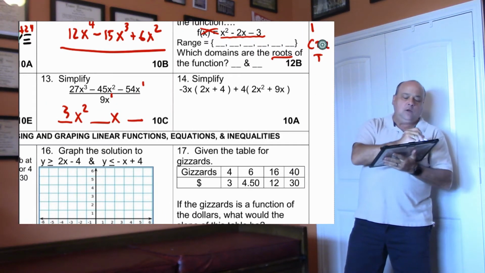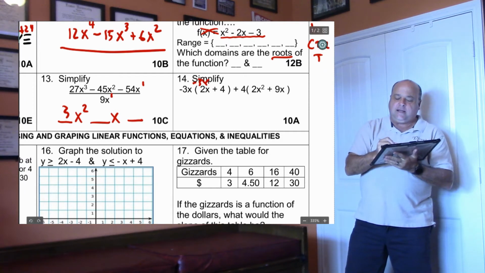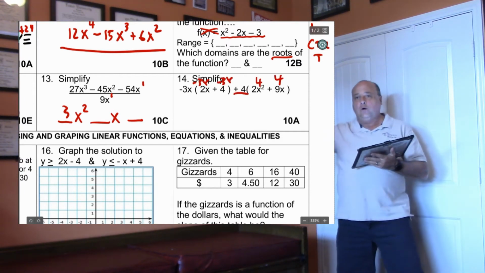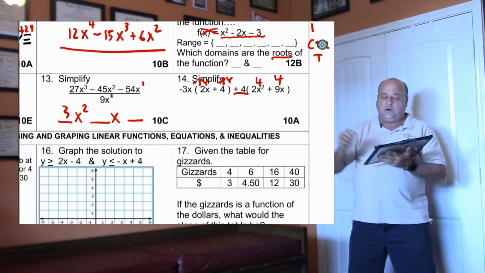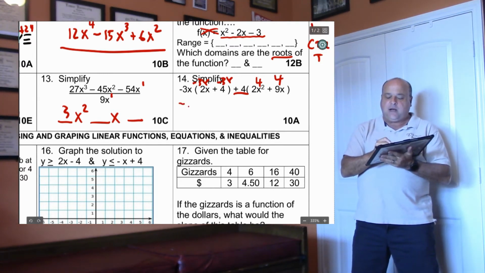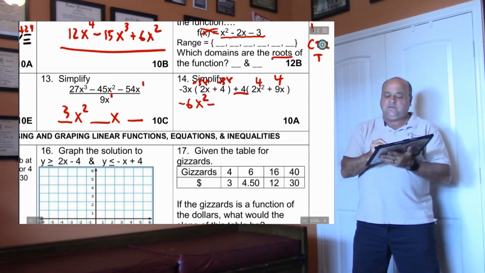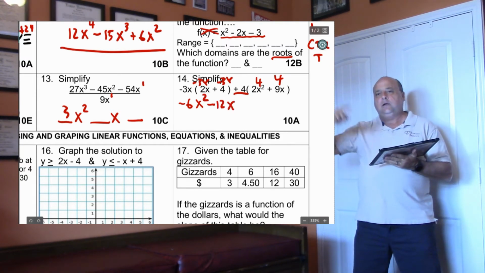Number 14. We're going to Bluebell truck the negative 3x. And we're going to Bluebell truck the 4. I'm going to multiply 4 times, aren't I? Sign, number, letter, exponent 4 times. A negative times a positive is a negative. 3 times 2 is 6. X times x is x squared. A negative times a positive is a negative. 3 times 4 is 12. My letter is x.